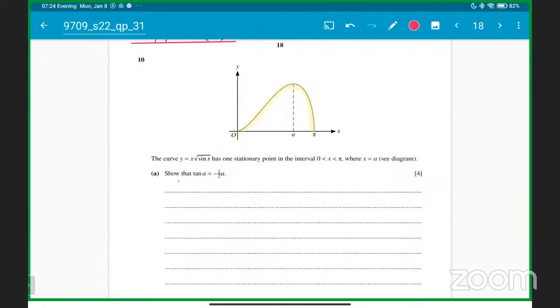It will be simple, sir. We'll have to apply the product rule because it's the stationary point. So you'll have to apply the product rule. That is the stationary point. That is the maximum point.